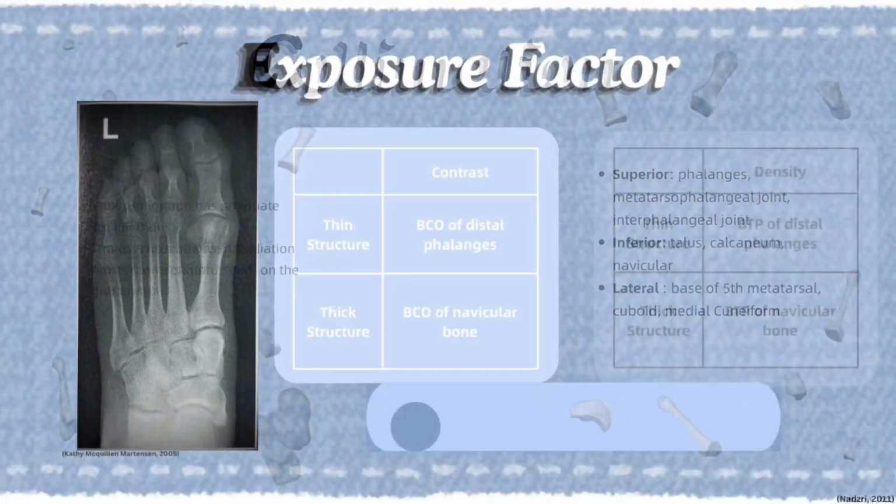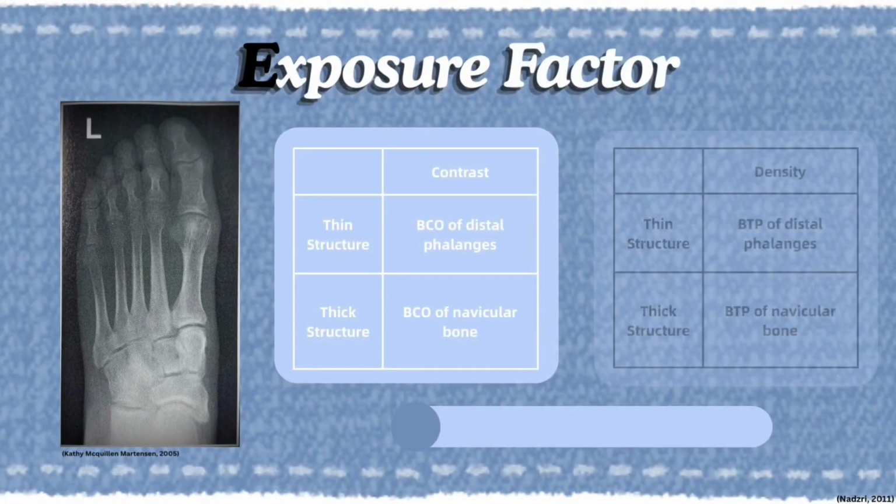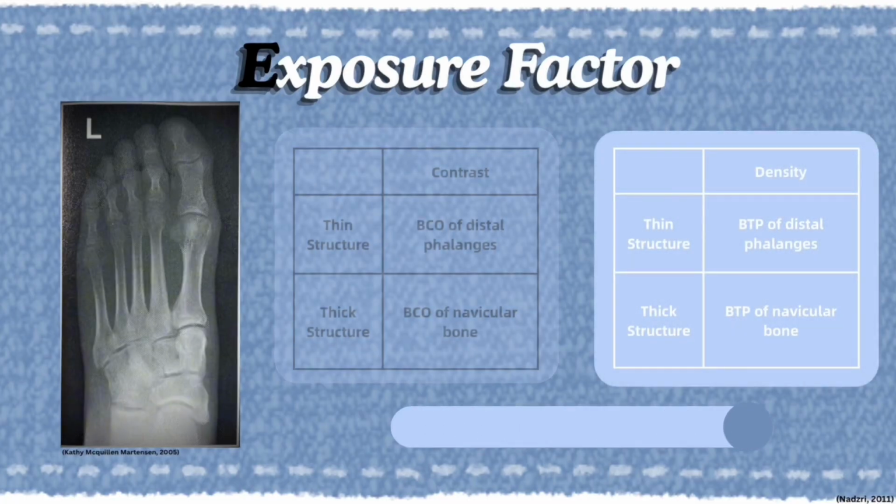Next, E stands for exposure factor. For an AP foot radiograph, to evaluate the radiographic contrast, we should look at the thin structure, which is the BCO of distal phalanges, and the thick structure, which is the BCO of navicular bone. Next, to evaluate the radiograph's detail and density, we should look at the thin structure, BTP of distal phalanges, and the thick structure, which is the BTP of navicular bone.